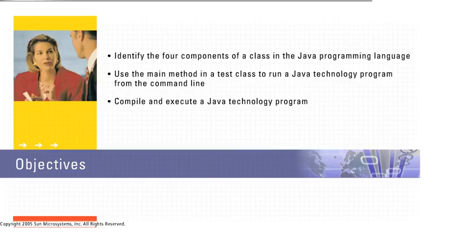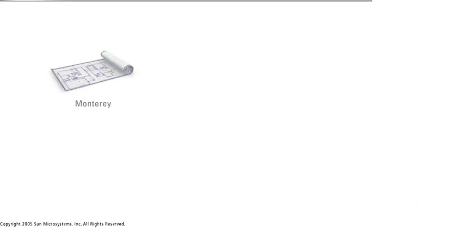So we're going to identify the 4 components of a class and how to use them. We're also going to take a look at the main method and how it acts as an entry point into our Java application. And then finally, we'll go through the compiling and the execution steps for a Java technology program.